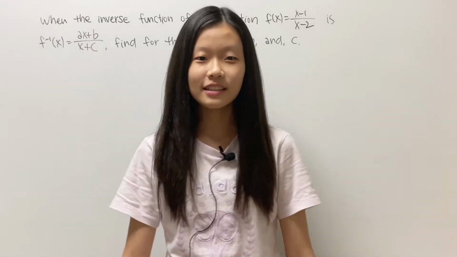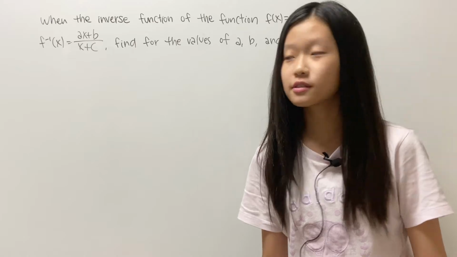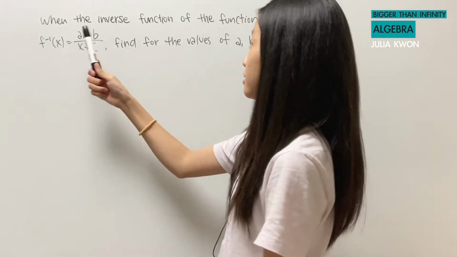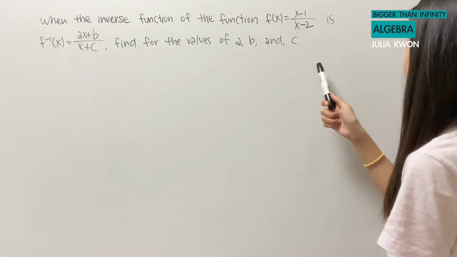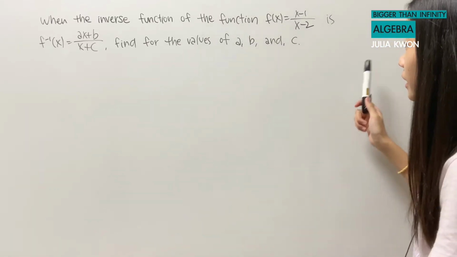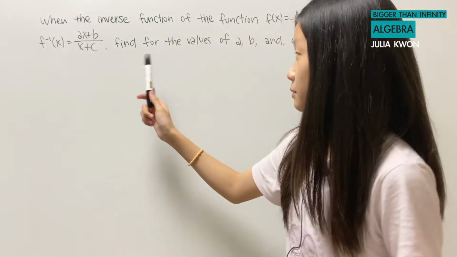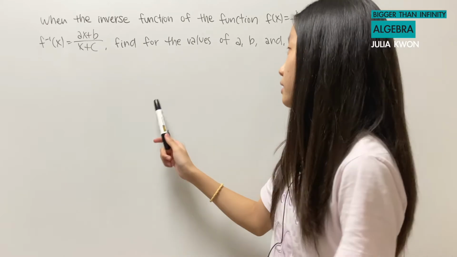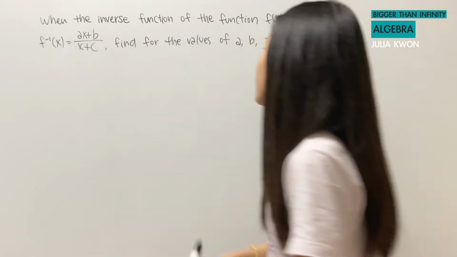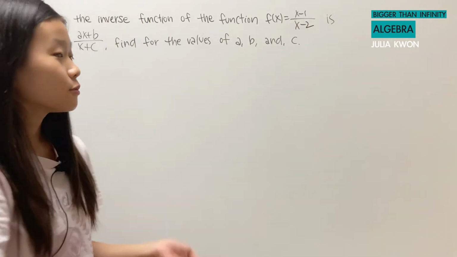Hello everyone, in this video I have a problem here that involves inverse functions. This problem says: the inverse function of the function f(x) is equal to (x - 1)/(x - 2). The inverse function is (ax + b)/(x + c). Find the values of a, b, and c.